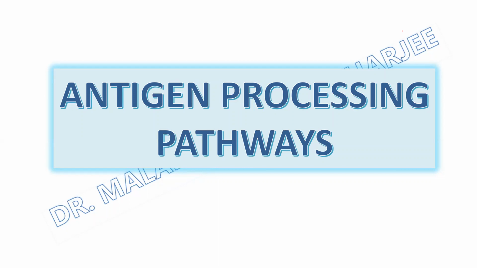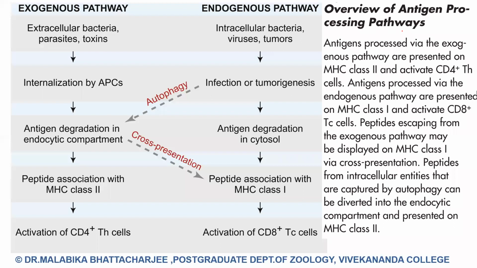whilst MHC class 2 is present on the surface of antigen presenting cells. So this is one thing to be kept in mind. When we look into the two pathways which are operative with respect to MHC class 1 and class 2, the two pathways can be broadly divided into the exogenous pathway.